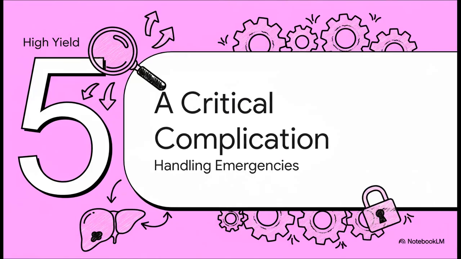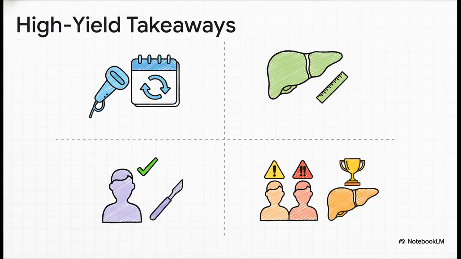All right, now for the summary. This is where you really secure the pass. So to summarize the key high-yield points you have to know. First, screen all high-risk cirrhotic patients with an ultrasound every 6 months. You have to catch these lesions early.